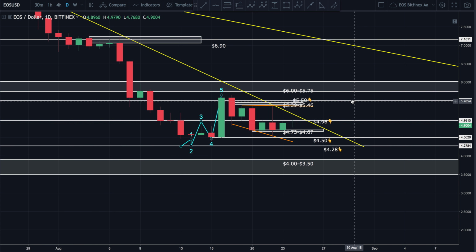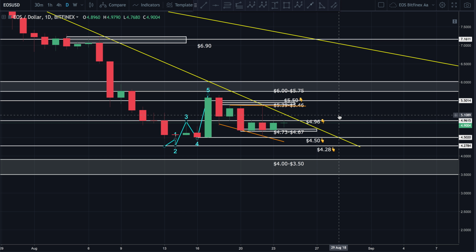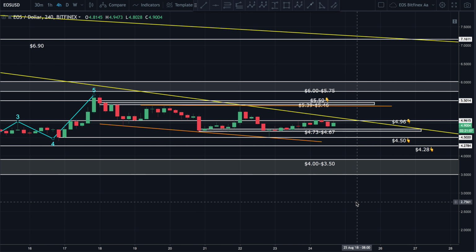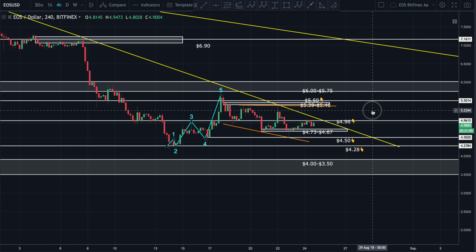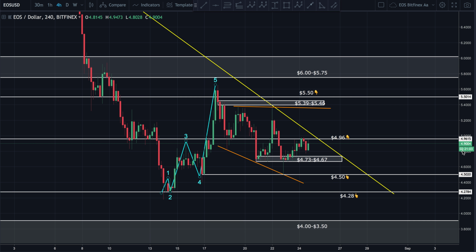guys. Either we're going to get a strong rejection, in my opinion, or we're going to end up breaking out to the upside. And I do think it's getting to that critical point, guys. All signs are pointing to that.